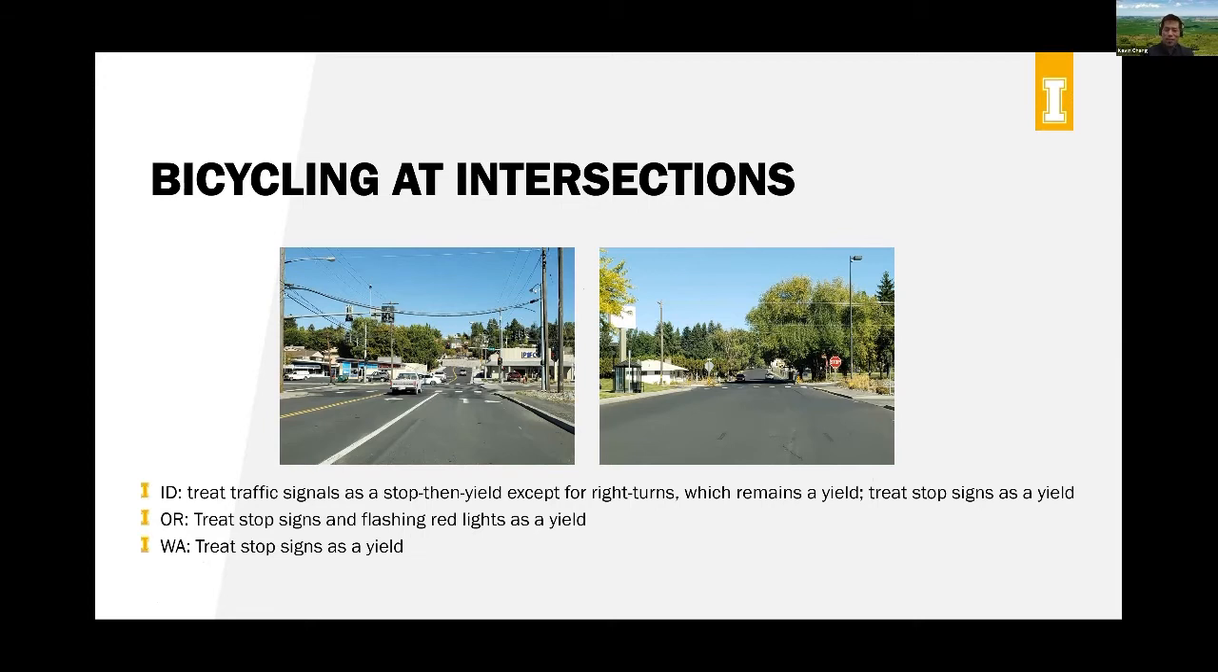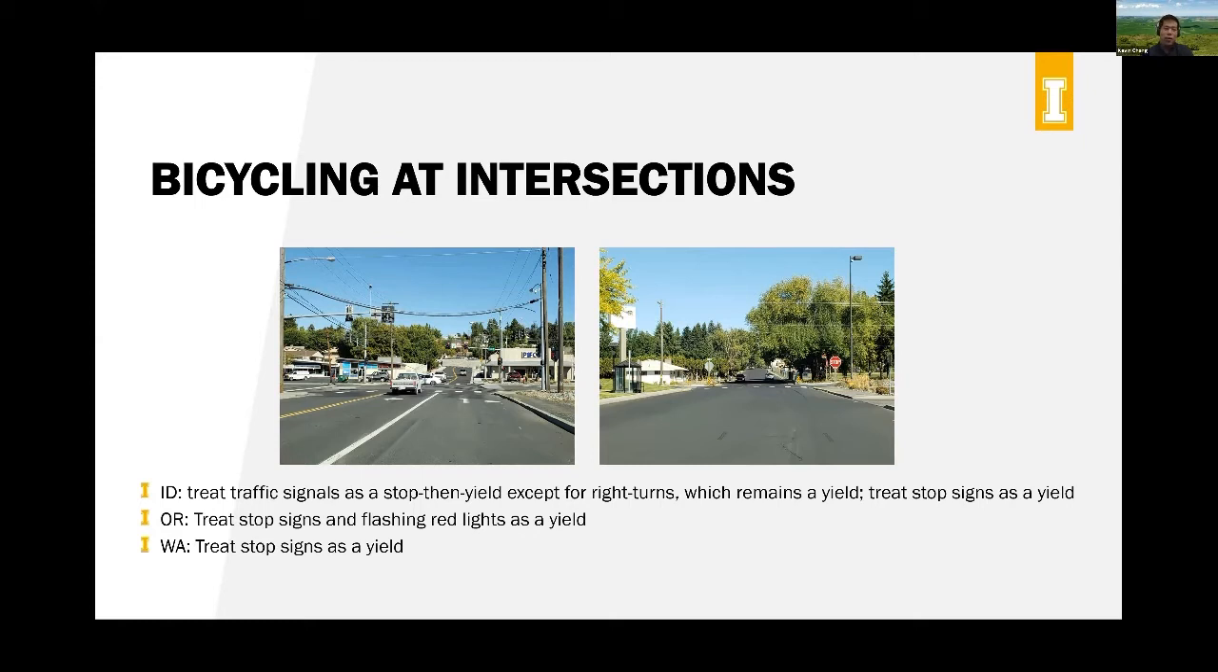So if these intersections are in Idaho, you can treat the traffic signal as a stop and then stop and then yield. So in fact, if you're proceeding through the intersection, the photo on the left, you can stop, look both ways, and if you feel that the gap is sufficient for you to proceed through, you can pedal real fast and then proceed through the intersection, even though that signal displays red. And if you're going to make a right turn at that signalized intersection, you in fact do not have to come to a complete stop.